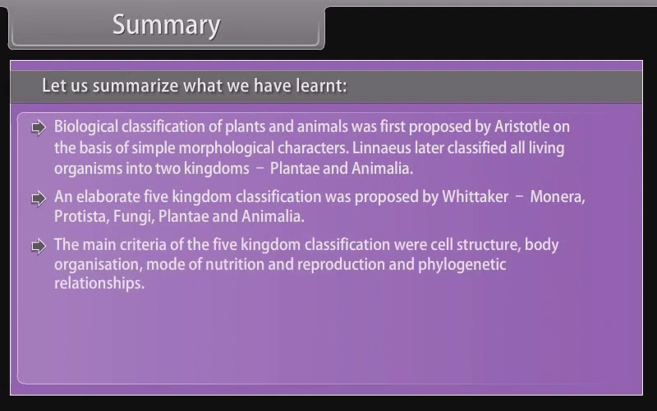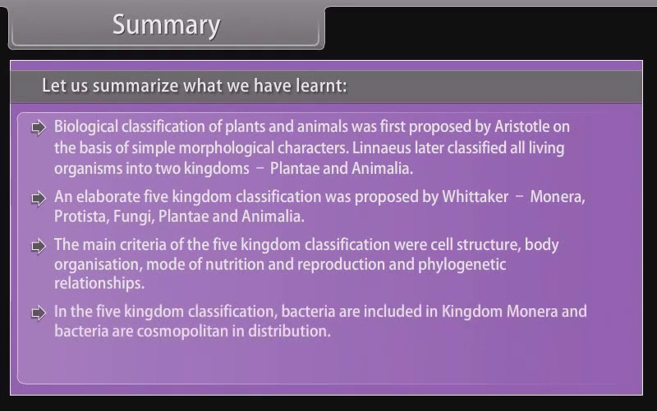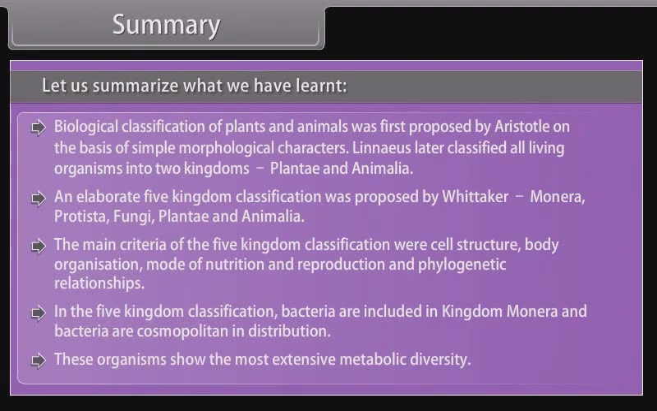The main criteria of the five-kingdom classification were cell structure, body organization, mode of nutrition and reproduction, and phylogenetic relationships. In the five kingdom classification, bacteria are included in kingdom Monera, and bacteria are cosmopolitan in distribution. These organisms show the most extensive metabolic diversity.